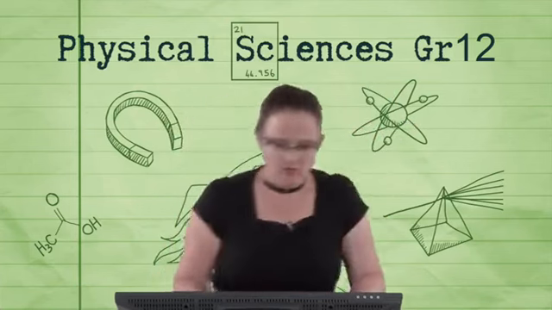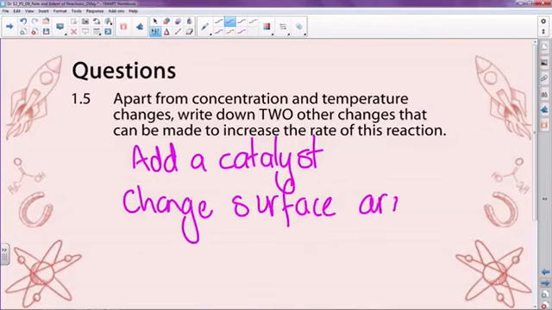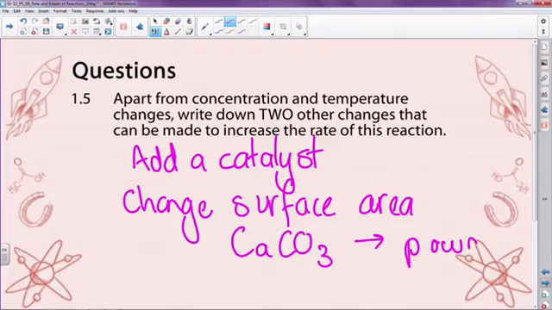The last one that we can look at is we can change the surface area. Okay, so we can change the surface area of the calcium carbonate. We can make it a powder. So we can take it from being chunks, big pieces, and we make it into a powder, increasing the surface area, which then increases your rate.